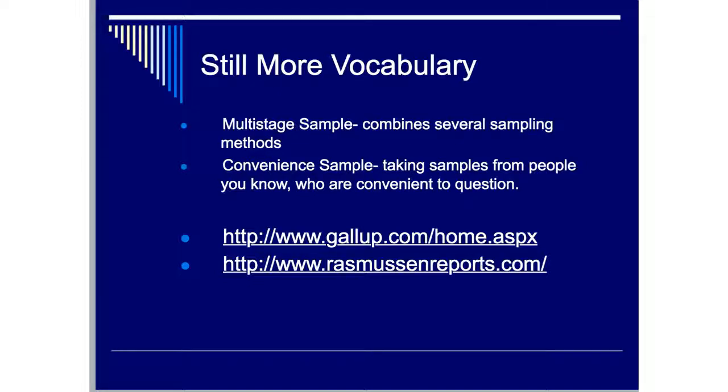controversial topics and stuff. But a convenience sample is I'm just going to ask my family and friends. Well, that's not representative of the population you're interested in. It has to be random so we can represent the whole school, not just our friends' opinions. Okay?